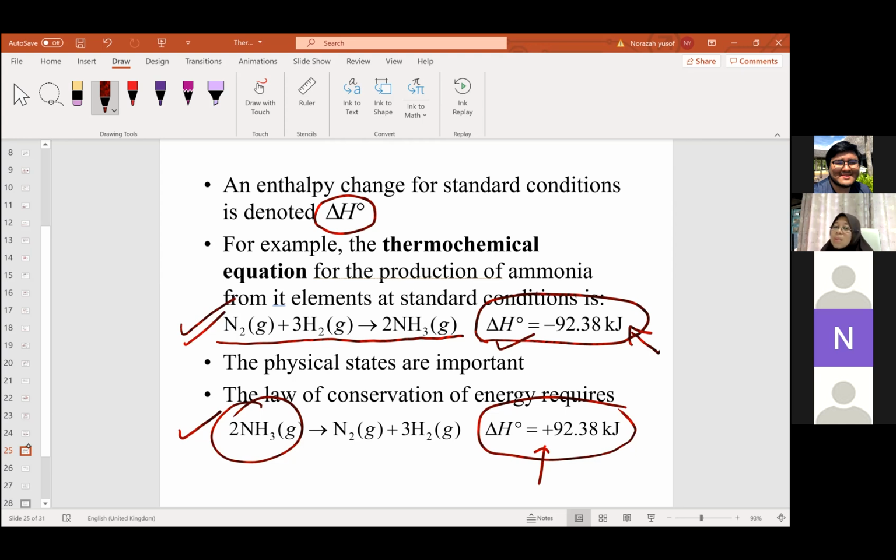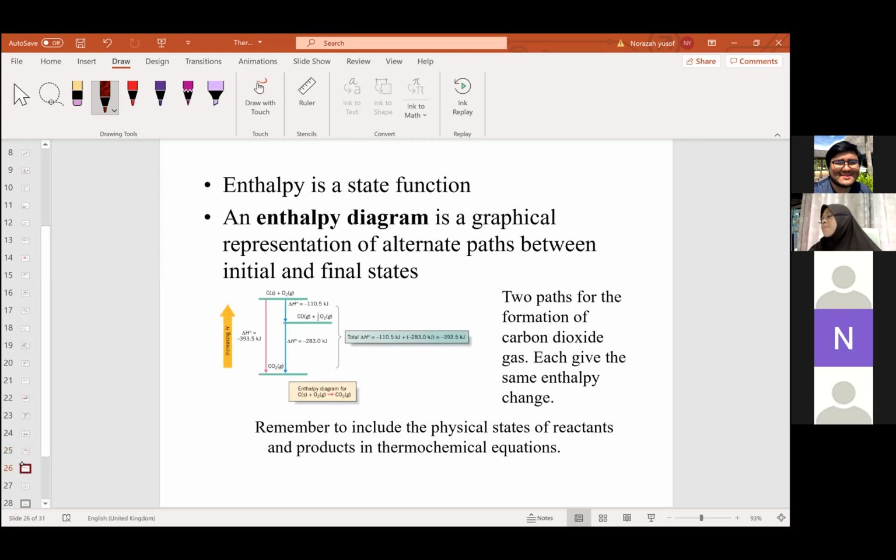And the chemical reaction with the value of standard enthalpy, the whole thing is called a thermochemical equation. So the difference between a normal chemical equation and a thermochemical equation is that the thermochemical equation should have this standard enthalpy. So that is a thermochemical equation. We're not going to discuss the enthalpy diagram, okay?